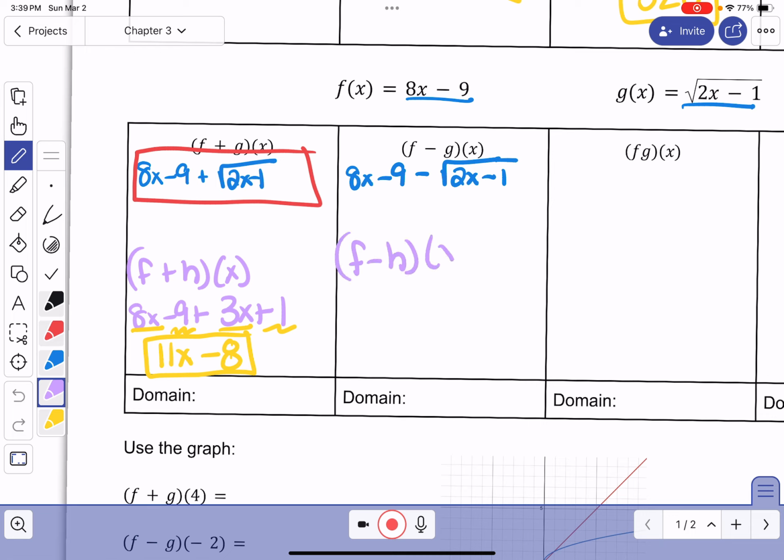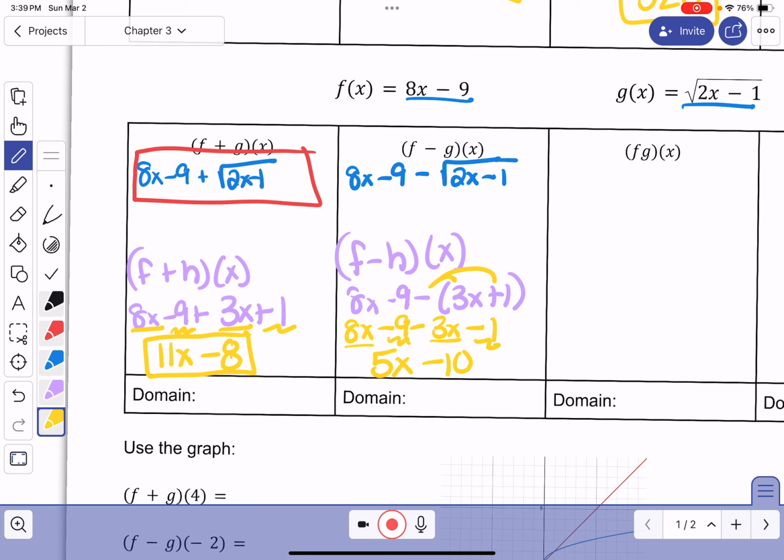So let's try our f minus h. That's going to be 8x minus 9 minus 3x plus 1. Now I put the parentheses because we want to make sure we subtract both parts. So we're going to distribute that negative sign and then combine like terms. So 8x minus 3x is 5x. Negative 9 minus negative 1 is negative 10.